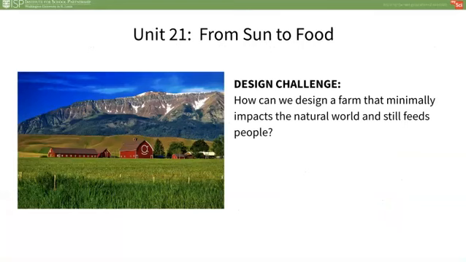At this point, you should revisit the design challenge of this unit, in which students are designing a farm that minimally impacts the natural world and still feeds people. You should check in with students to discuss what they have found in the last section that could be considered as they develop their models. Ask students to turn and talk to a partner, then to share out some ideas to the whole class. You may want to write some of their ideas and questions on a piece of chart paper to revisit throughout the remainder of this unit.